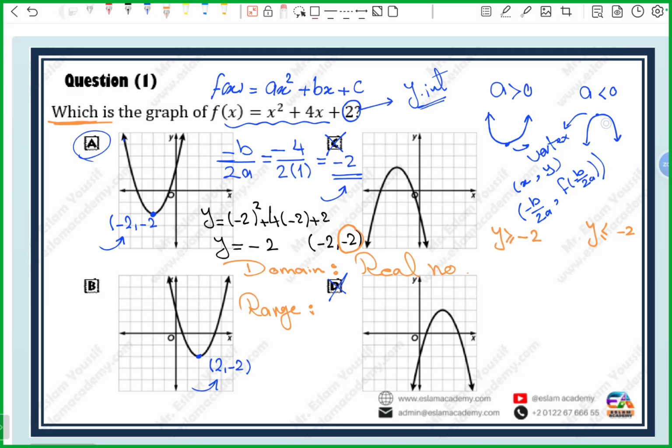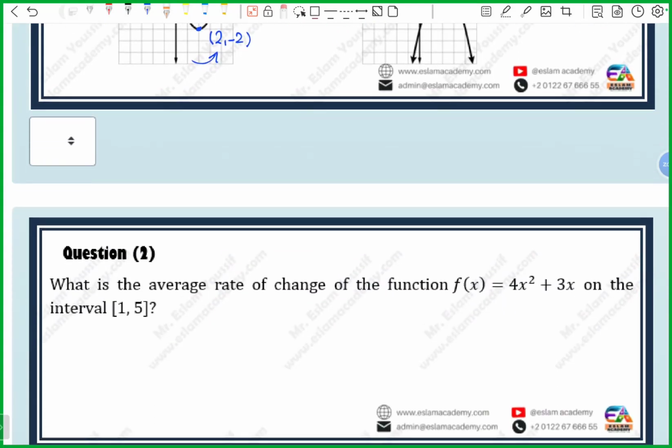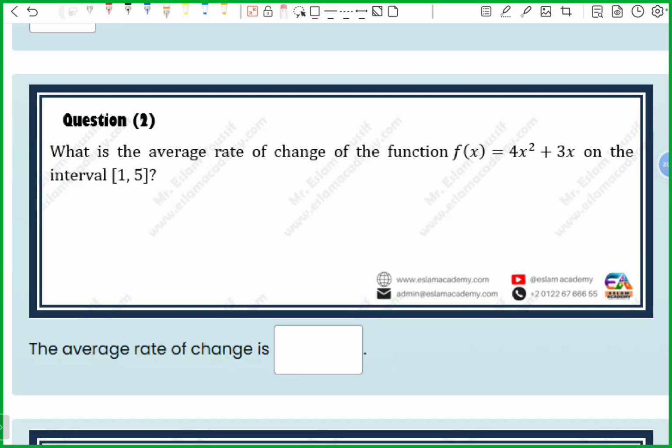So once the parabola is opening up. Mr. Islam? Yes. Most of us already understand 3-1 and 2. They want to move ahead to 3-3 and 3-5.